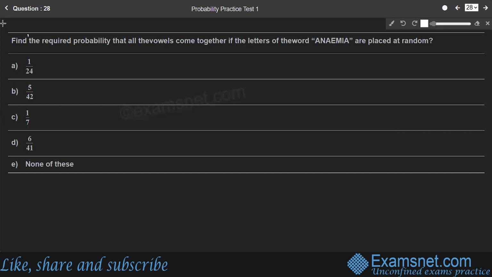Question number 28. Find the required probability that all the vowels come together if the letters of the word anemia are placed at random. So, if the letters are placed at random, in how many ways do all the vowels come together? And simultaneously, we need to arrange the remaining letters also. So, how many vowels are there in the given word anemia? There are 5 vowels, right? So the vowels in the given word are A, E, I, A. These are the 5 vowels in the given word. And total letters in the given word are 7. So here, the probability that all the vowels come together.